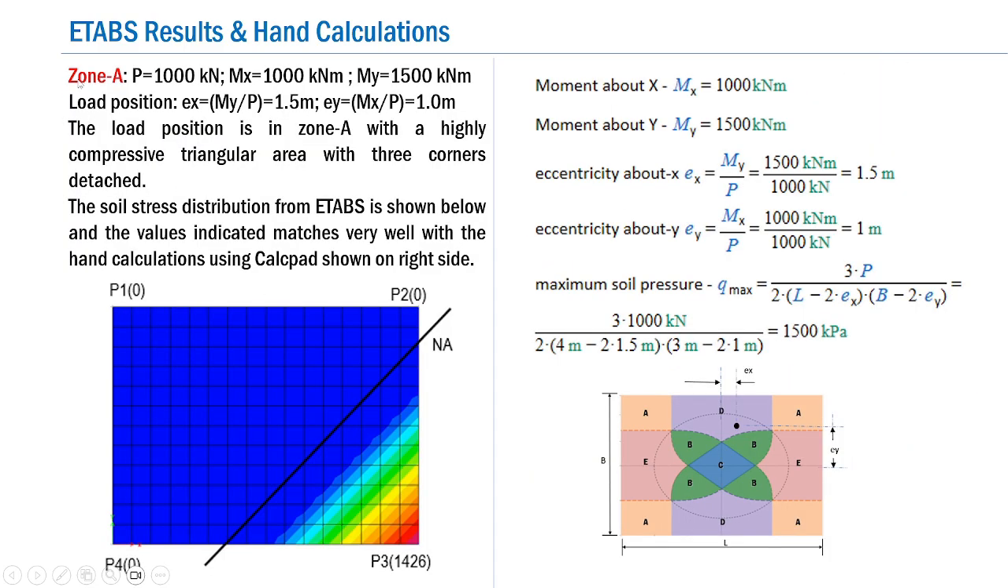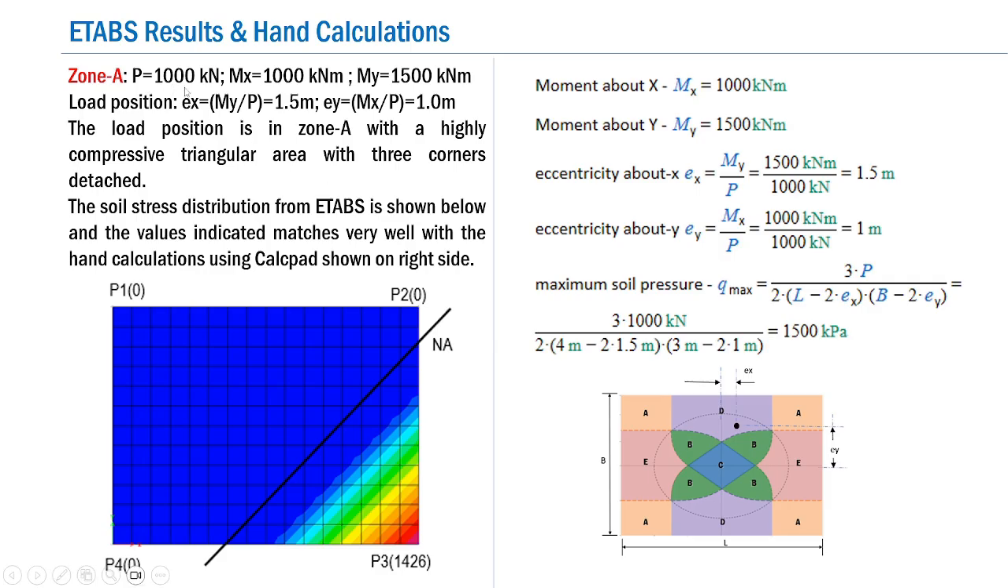That is, if we provide the values of P, Mx and My in such a way that the load position lies in Zone A. What is Zone A? We know that Zone A consists of the corner rectangular areas. So if we put our load positions in these areas, it will result, we know, in a very large biaxial eccentricity case.